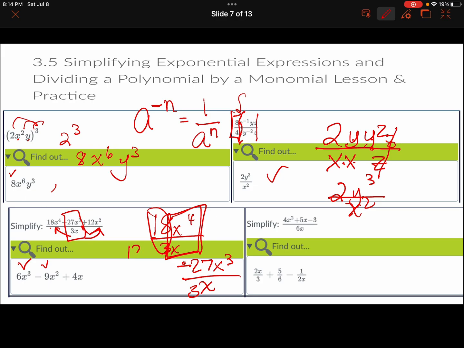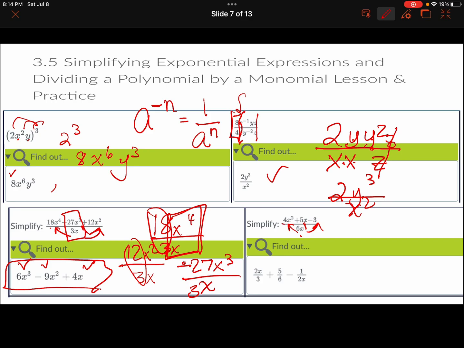And then you would have 12x squared over 3x. So 12 divided by 3 is 4. X squared divided by x is x. Same thing here, you would be dividing that into both terms. They do not always work out nice and neat.